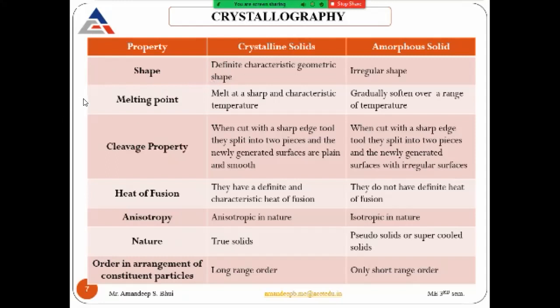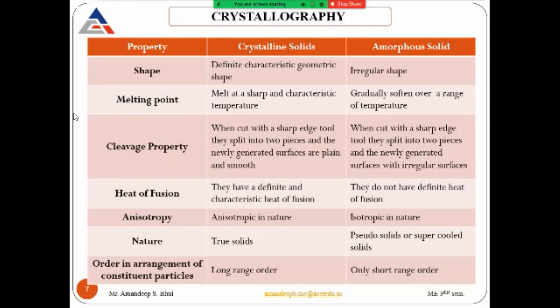Now, if we talk of the heat of fusion, crystalline solids have a definite and characteristic heat of fusion. Amorphous solids do not have a definite one. The heat of fusion is the heat needed when the solid changes into liquid. So the solid changes into liquid abruptly, or instantly, when we reach the melting point temperature. But in the case of amorphous solid, it takes time.